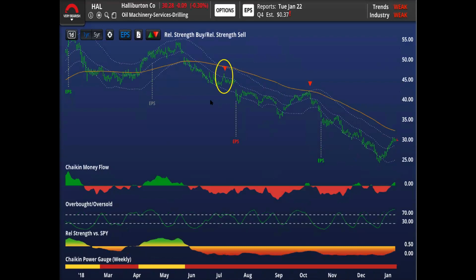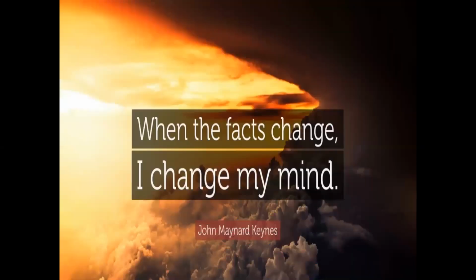Halliburton, another name well known. Our tools could have gotten you out of this stock before oil completely collapsed as it's done recently. Very bearish stock, underperforming the market, being sold by the institutions, triggers a sell signal. All along the way, opportunities to get out of a bearish stock that was underperforming. Power gauge was bearish, relative strength was weak, and the institutions were selling the stock, and our proprietary signals were triggering all along the way. Great opportunities to get you out or keep you out of a name like Halliburton.